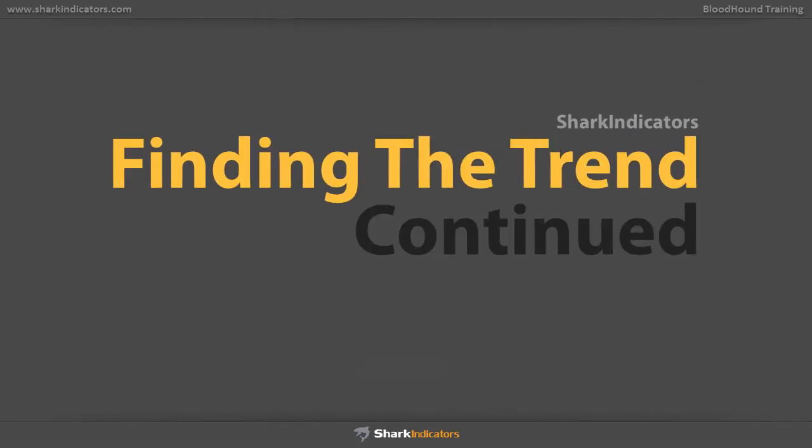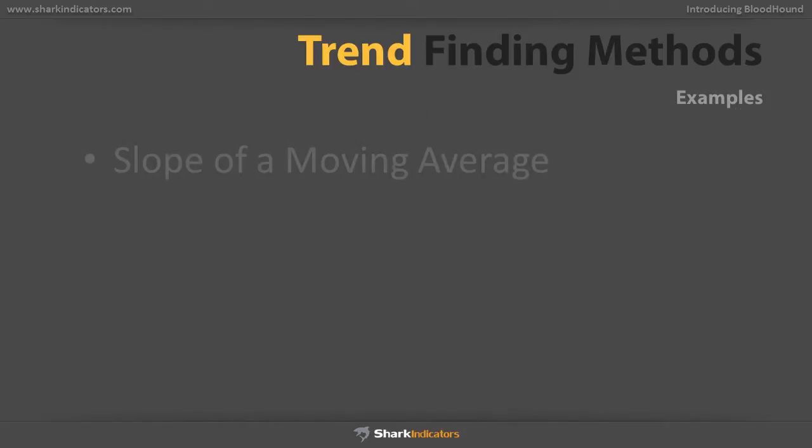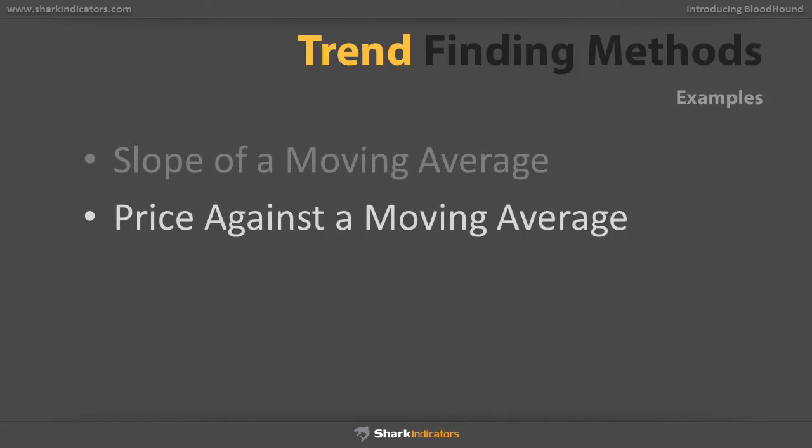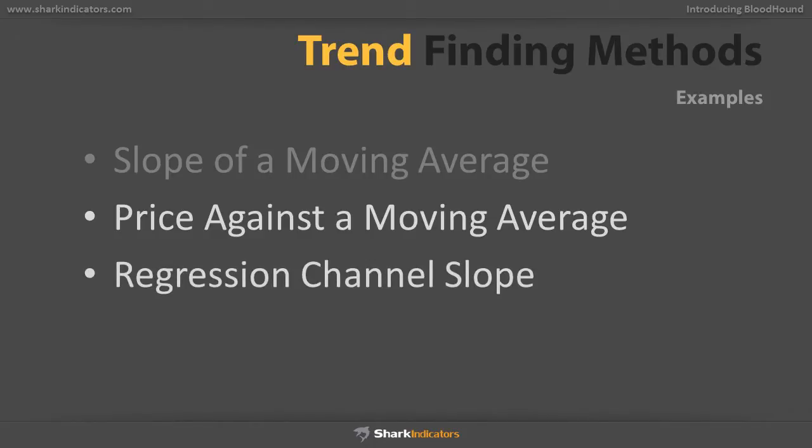In this tutorial, we're going to cover the last two methods that we had outlined earlier for finding a trend direction. Firstly, we're going to look at the closing price against a moving average. When the closing price is above a moving average, we're going to consider that a long or bullish trend. And if the closing price is below a moving average, we're going to consider that a short or bearish trend.